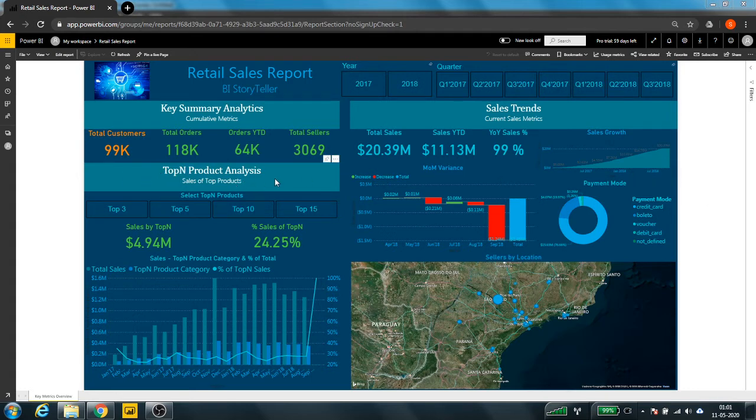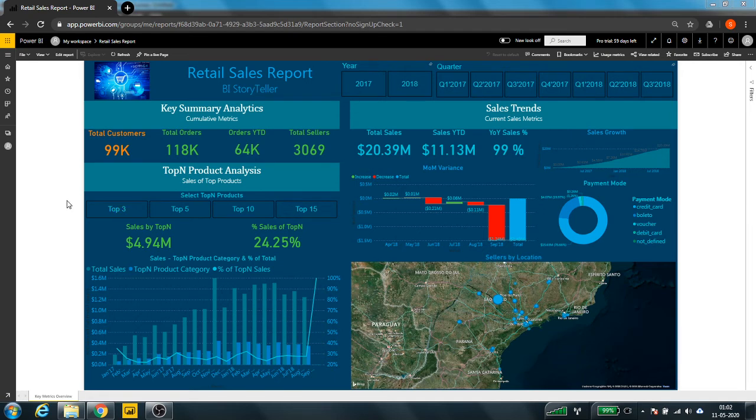For the top N product analysis, which is pretty much your top performing product categories, what we've got are dynamic slicers. A lot of companies like to see the top 5 or the top 10, but Power BI gives you the ability to make this entire function dynamic. So I've created 4 buckets, which is the top 3, top 5, top 10, and top 15. You could create more.